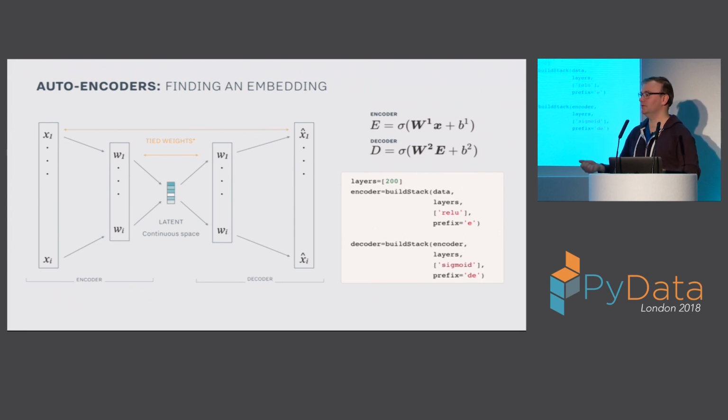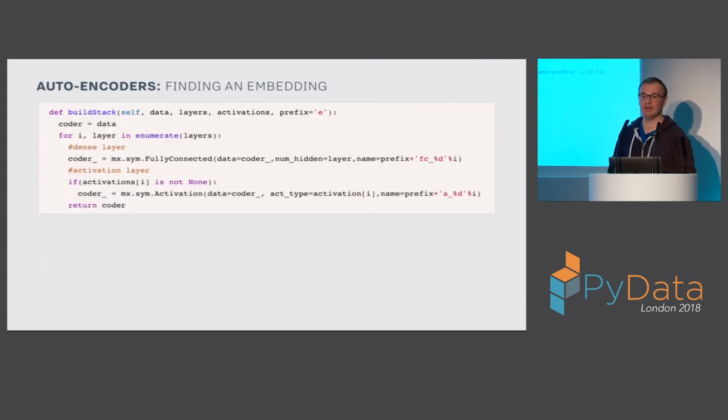And I'm passing the original data, I'm passing the layers, I'm passing the activations that I'd like to use, and the prefix. So in the encoder, I'm passing the actual data, right? And to the decoder, I'm passing the encoder, that is the symbol that represents the encoded representation. In a bit more detail, you could think of build stack as something like this. Just take a set of layers, enumerate through the layers, create the linear transform, so the fully connected layer. If there's an activation, add the activation.